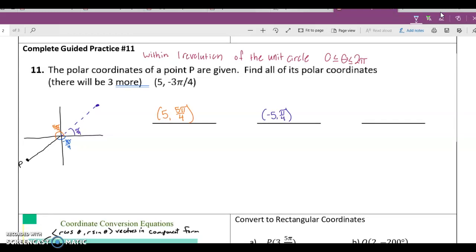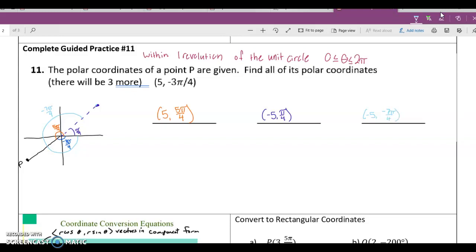And then our last way to represent that would be if we have -7 pi over 4. So if we go -7 pi over 4, that's going to bring us here. And then, going from here all the way around, this gives us -7 pi over 4. And then again, we're going backwards 5. So -5, comma, -7 pi over 4.